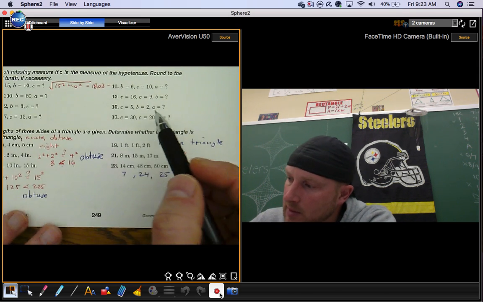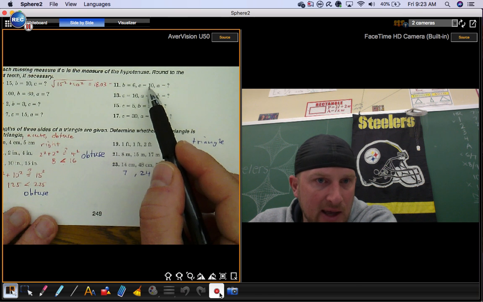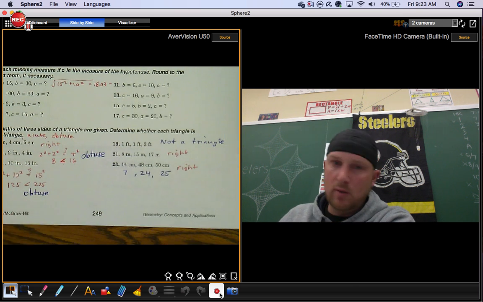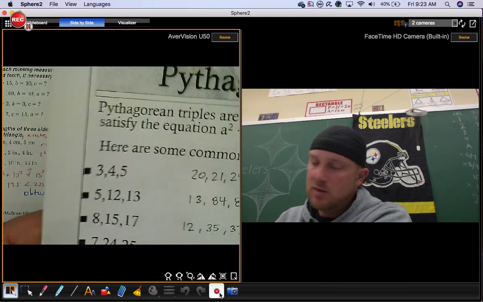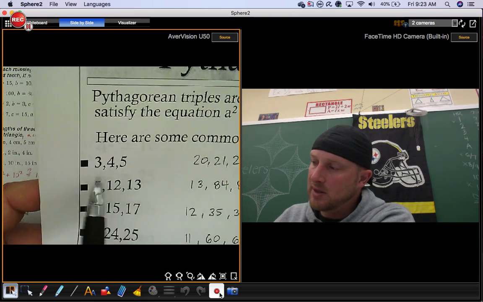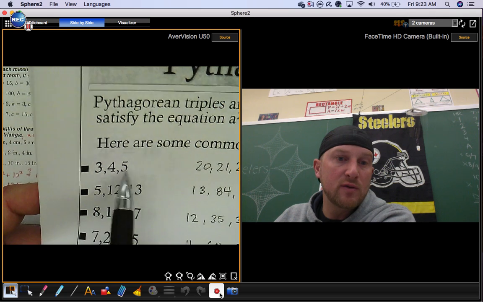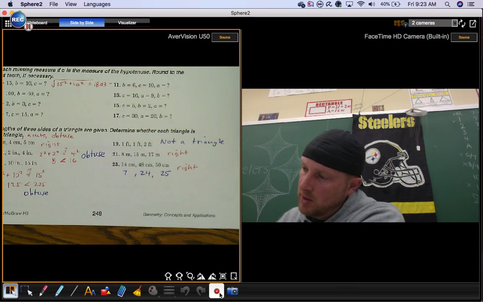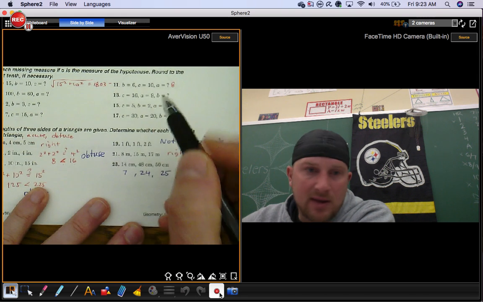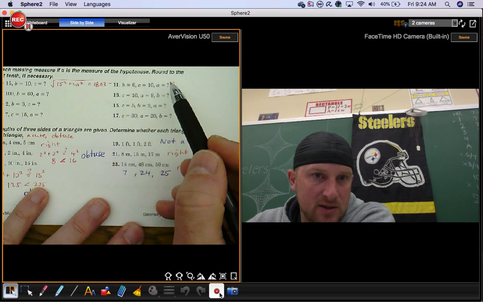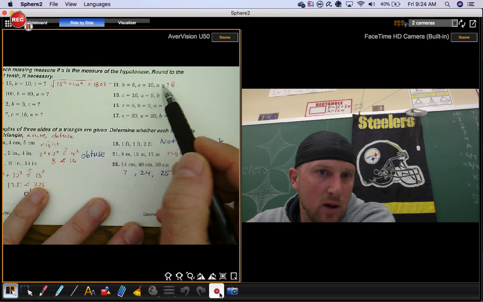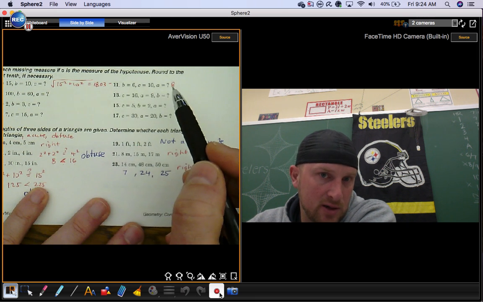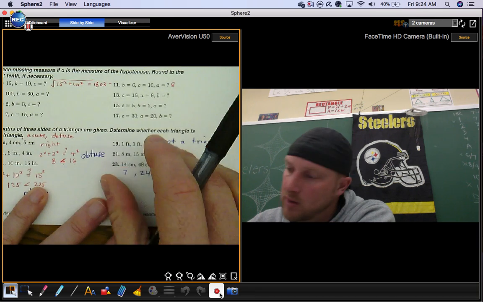Let's look at number 11. We have a hypotenuse of 10. We have a leg of 6. What's the other leg? Well, I know my triples. There's no 6, 8, 10 on here, but there is a 3, 4, 5. If you multiply 3, 4, 5 by 2, you get 6, 8, 10. So I know that the other leg is 8. 6 squared plus 8 squared equals 10 squared. Now, if you didn't know that, then you would just subtract. You would do square root of 10 squared minus 6 squared, and it'll give you 8. But that's a quicker way to do it using the triples.